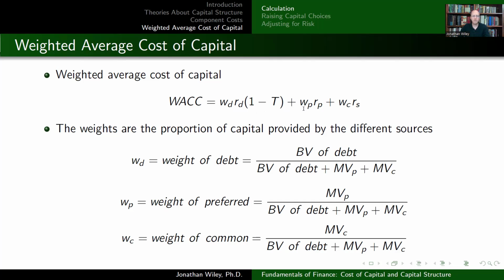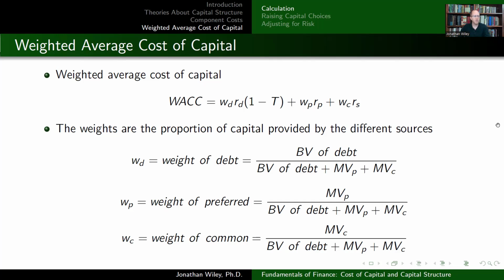Then I take WP, this is the proportion of the firm's capital that came from preferred stock, times the required rate of return on preferred stock, which I discussed in a prior video, plus the weight of common. So this is the proportion of the firm's capital that came from common equity, times the required rate of return on the common equity. And I talked about that in a prior video as well. And then we work it all out and we get our weighted average cost of capital. So the RD, RP, and RS I talked about in prior videos. So let's talk about the W's.